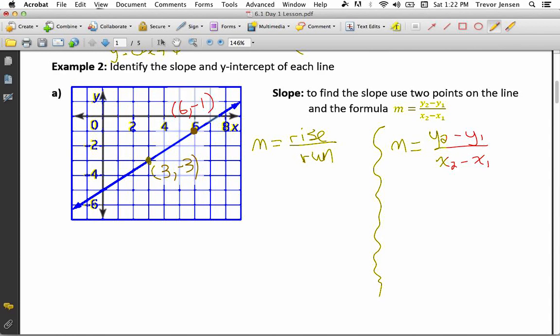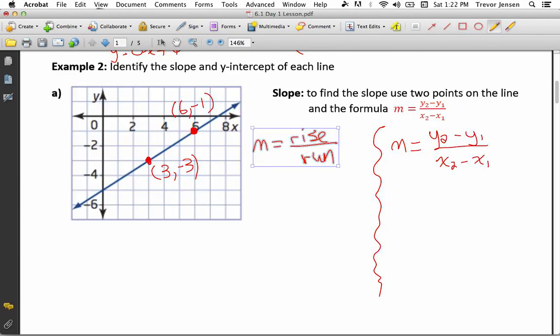Okay, so now if I want to find the slope of my line using rise divided by run, all I have to do is figure out, to get from my first point to my second point, I need to go up 2 units, so that means my rise is positive 2, and I need to go right 3 units. That means my run is positive 3. Okay? So, plug that into rise over run. So my slope is 2 over 3.